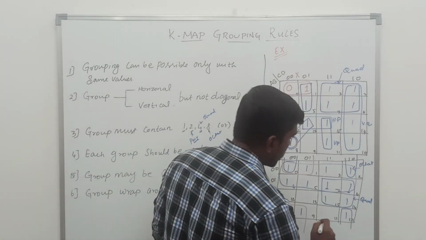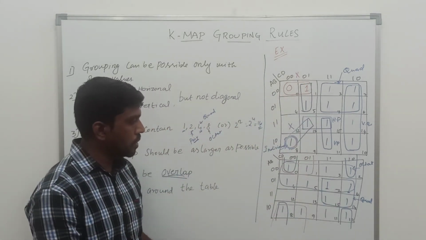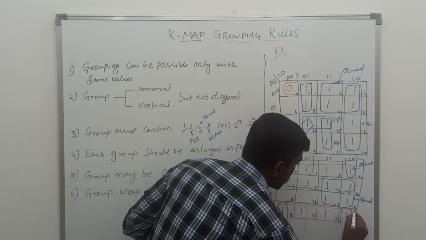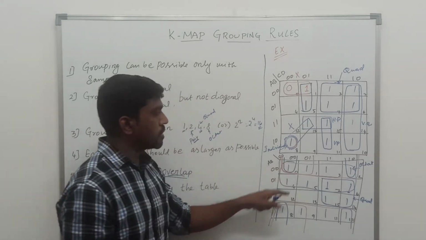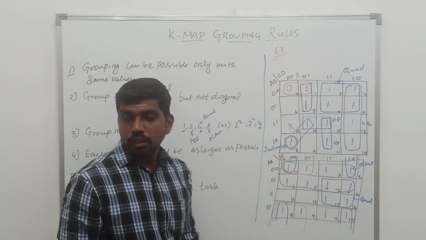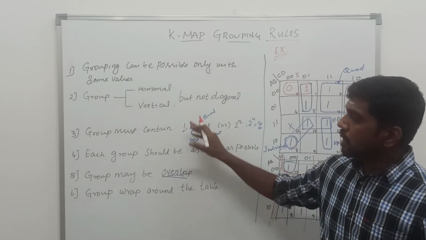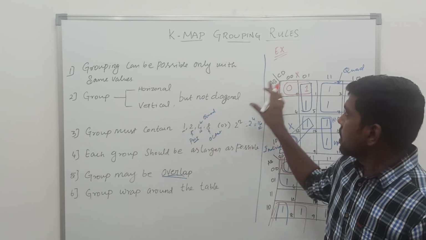So one more possibility of quad and octet. Suppose the 11th cell is also 1. You can take this 4 and this 4. You consider it as an octet. These are the possibilities of K-map grouping rules. Here we are following the 6 rules. You can follow these 6 rules to solve the problems easily.